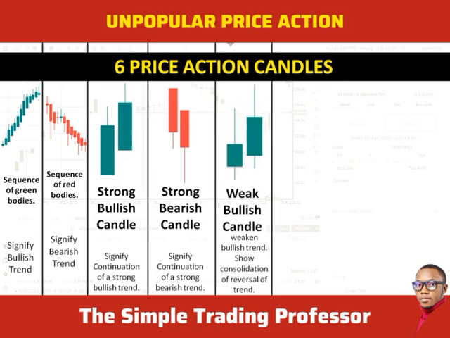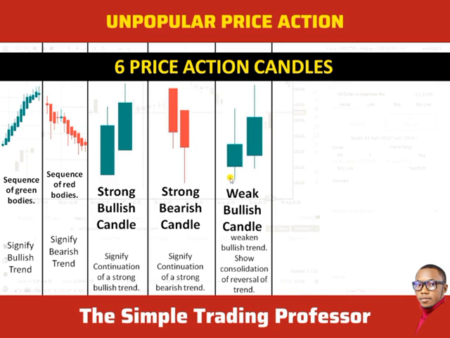Now, what we have here in our screen is a bullish candle, but then we call this one a weak bullish candle. You see, it has wick on top, has wick under. Is a weak bullish candle. Now, what a weak bullish candle signifies, it signifies a weakened bullish trend. A weakened bullish trend. Or it shows consolidation of markets.